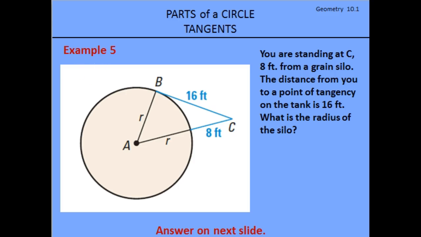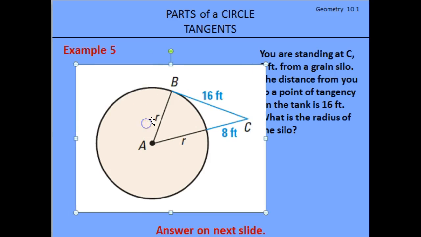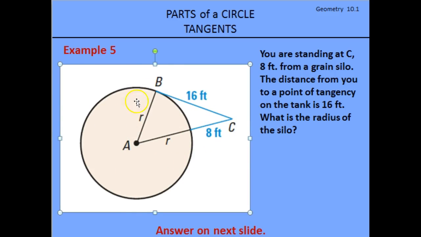Another example. You're standing at C over here, 8 feet from a grain silo. So this is 8 feet, just this little tiny piece. The distance from you to a point of tangency on the tank is 16 feet. That's this one right here. What is the radius of the silo? So you want to find this, and this. What are you going to do to find that?